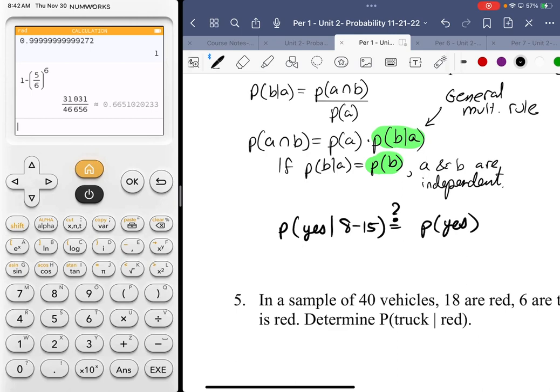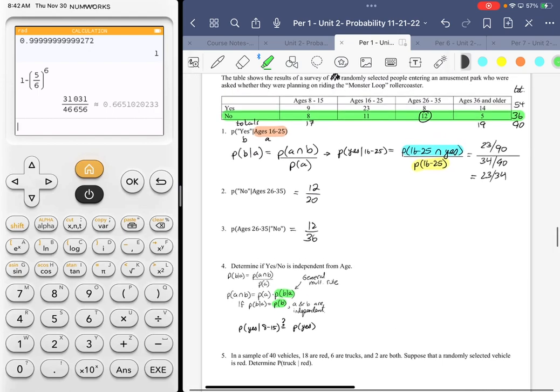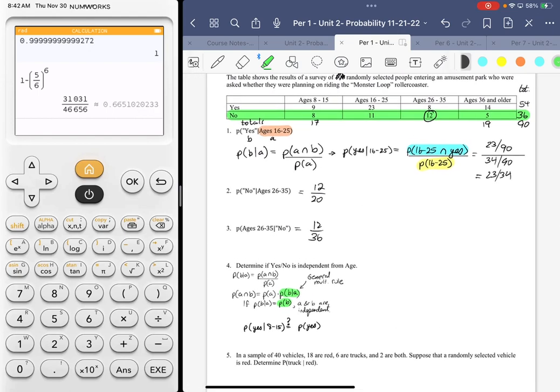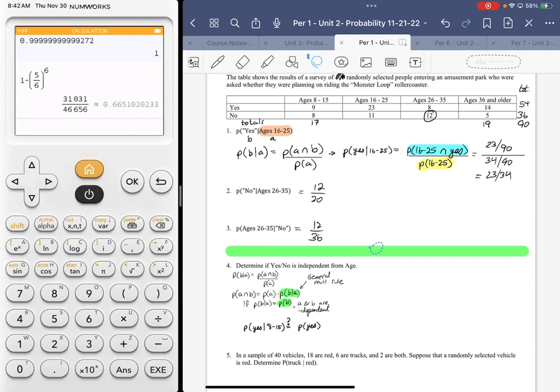All right. So I'd evaluate each one separately. Oh no, my given is 8 to 15. So in my 8 to 15 interval, the probability of getting a yes, right? So that would be 9 out of the 17 in that interval.